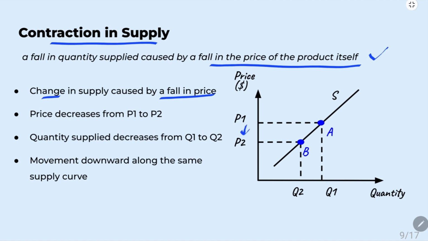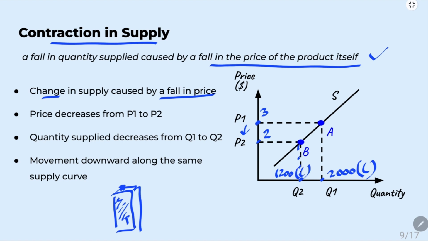For example, imagine the price of 1 liter of milk falls from $3 to $2. Since firms now earn less profit, they reduce the quantity supplied. At the higher price of $3, dairy farmers may supply 2,000 liters of milk, shown as Q1 on the diagram. But when the price falls to $2, quantity supplied decreases to 1,200 liters, shown as Q2. So as price decreases from P1 to P2, quantity supplied also decreases from Q1 to Q2.